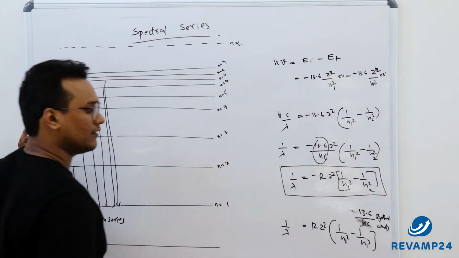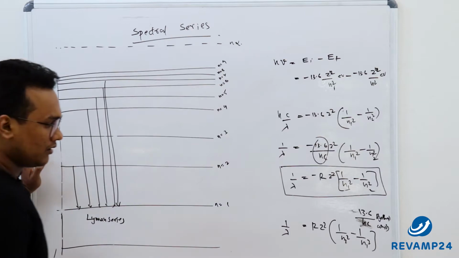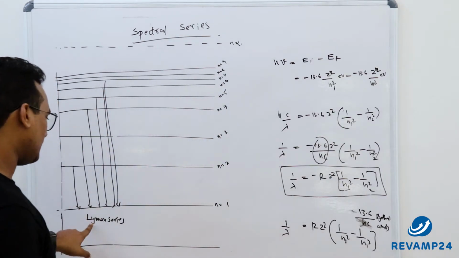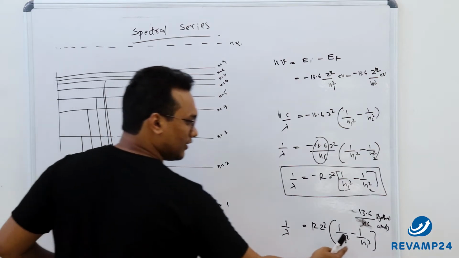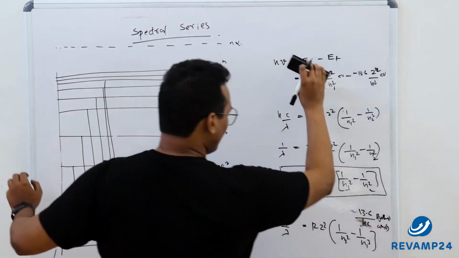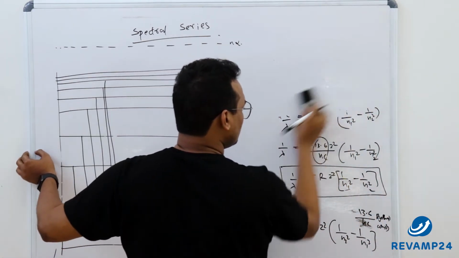Here n2 is the final orbit and n1 is the initial orbit. So with the Lyman series, what is the value of n2? The value is 1. Now make a note of this. I am going to start this.